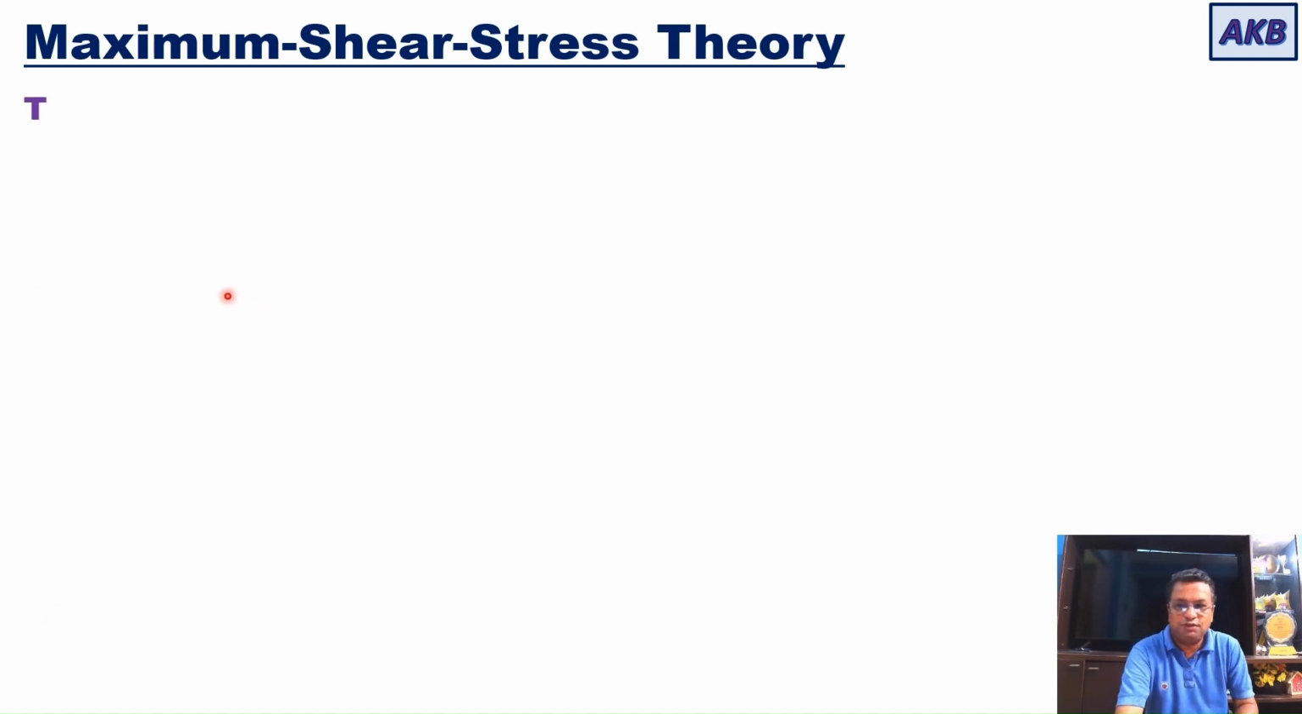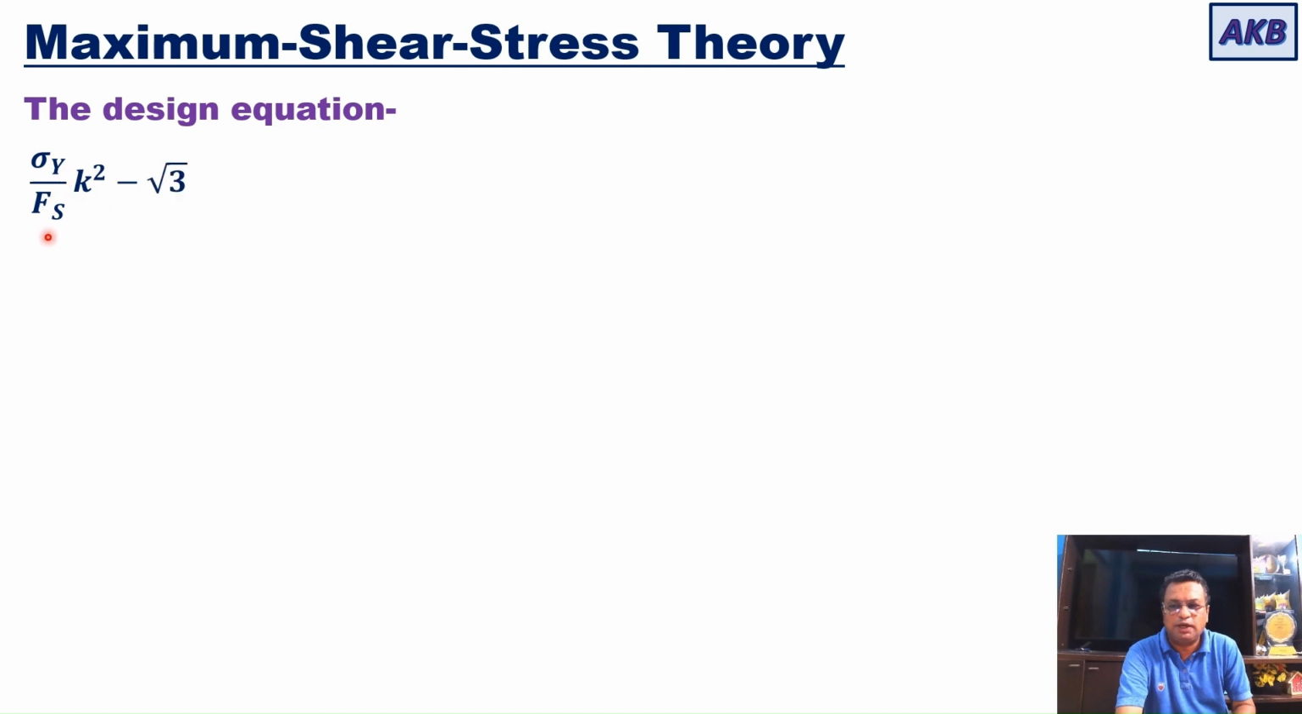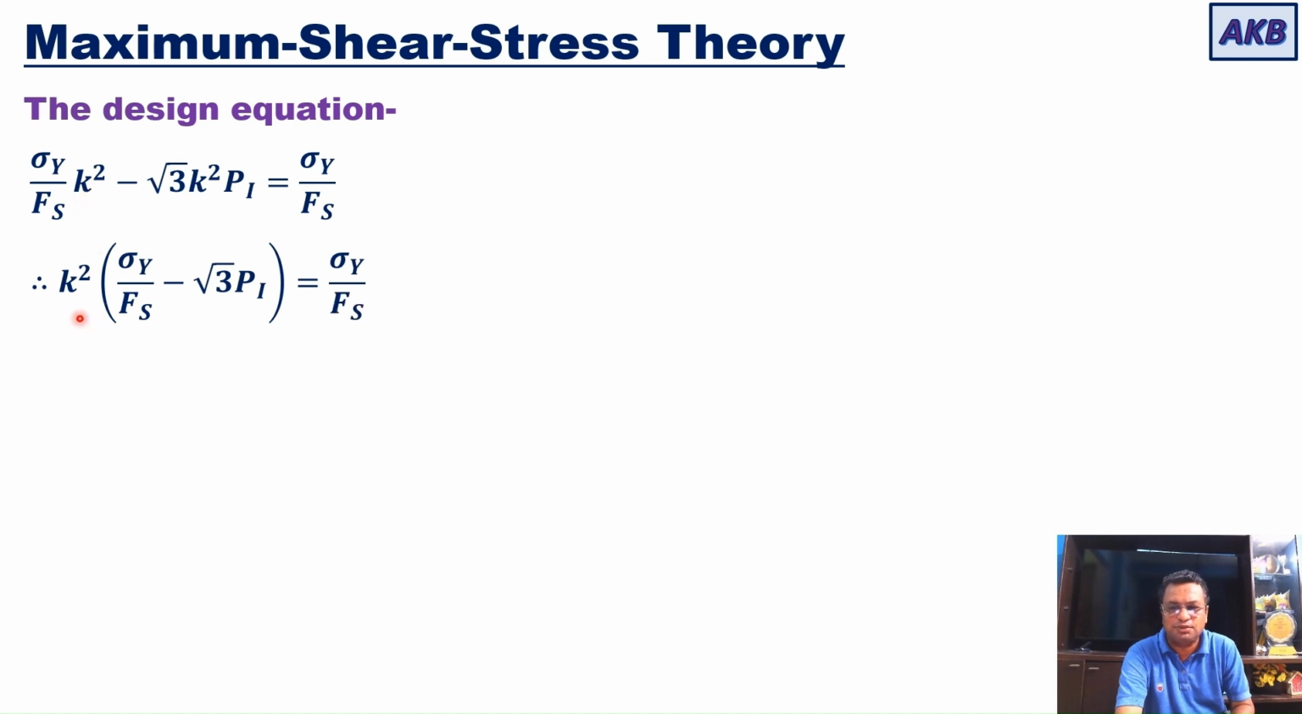Okay, so let us continue. The design equation. So far we got this. Sigma y upon Fs into k square minus root 3 into k square into pi, that is equal to sigma y upon Fs. That is, in the next step, k square will be taken out as a common term. So this will be k square into sigma y upon Fs minus root 3 into pi, that is equal to sigma y upon Fs. That is, k square is equal to sigma y upon Fs divided by sigma y upon Fs minus root 3 into pi.